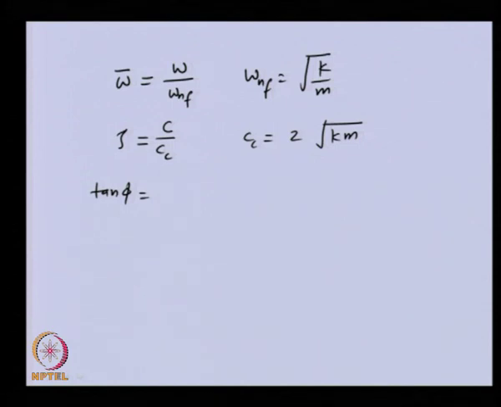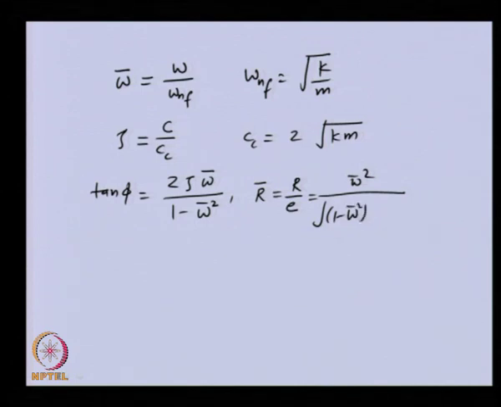So, using this we can write the tan phi, which was in terms of the various parameters like k, m, c, in non-dimensional form. Similarly, the response ratio I am defining as the actual complex amplitude divided by eccentricity. This can be written as frequency ratio square divided by this expression. These expressions, now we can plot them.